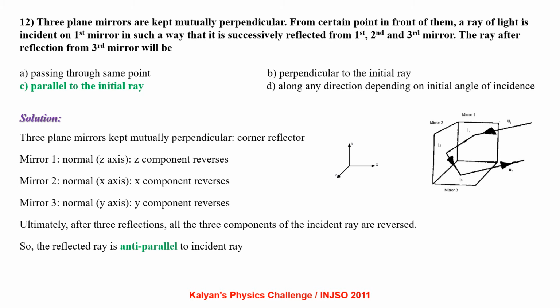Ultimately, after 3 reflections, all the 3 components of the incident ray get reversed, so the reflected ray is anti-parallel to the incident ray.